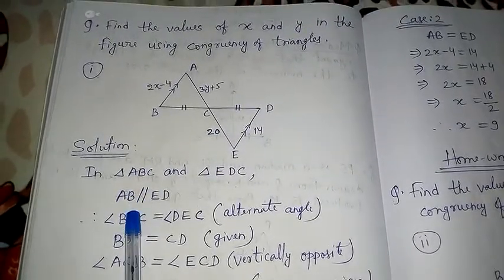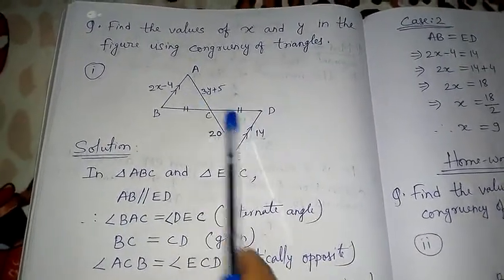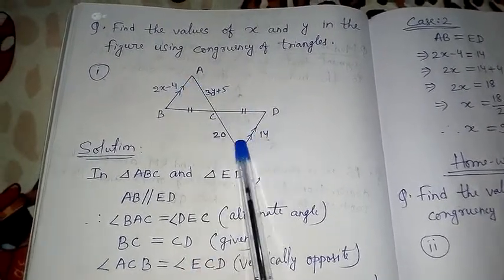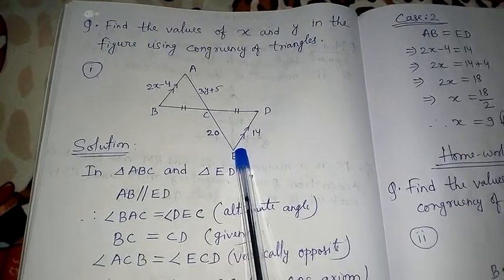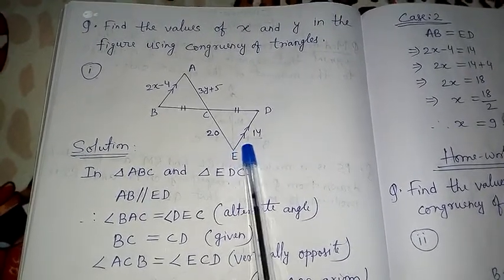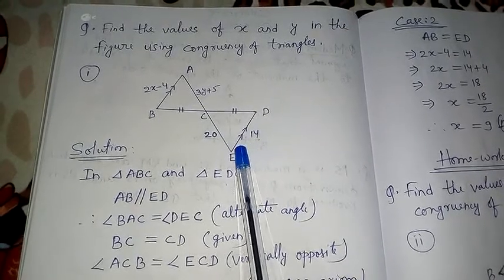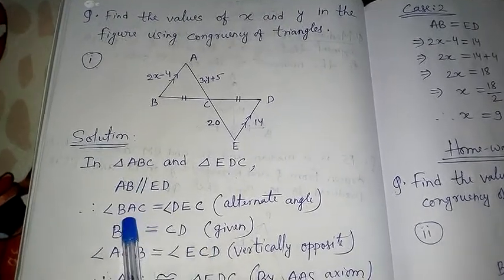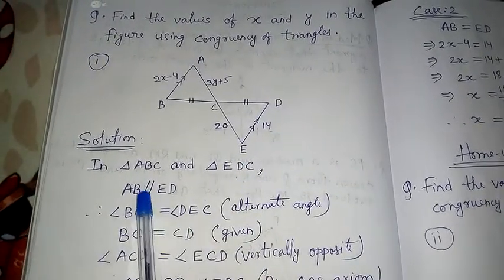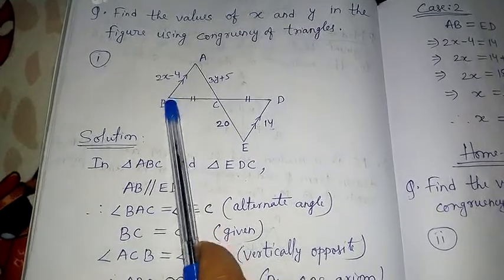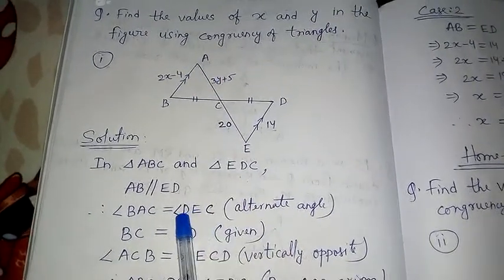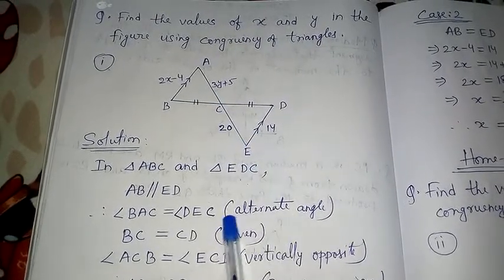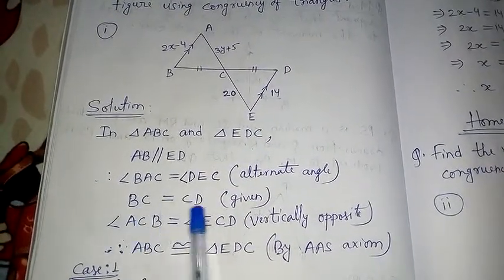So I can say AB is parallel to ED, and when they are parallel, these two angles, this angle and this angle, will be alternate, because only with parallel lines can we prove angles are alternate. So these two angles are said to be alternate angles if they are parallel. So I wrote parallel. Now angle BAC, that means this angle, is alternate to angle DEC, that means this angle, alternate angle. Next, BC equal to CD.